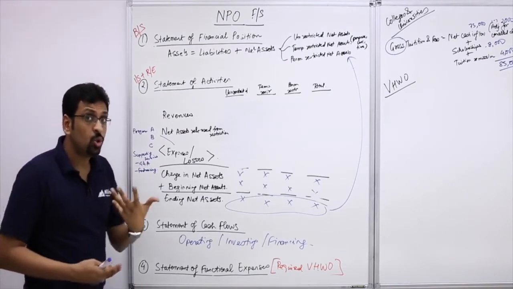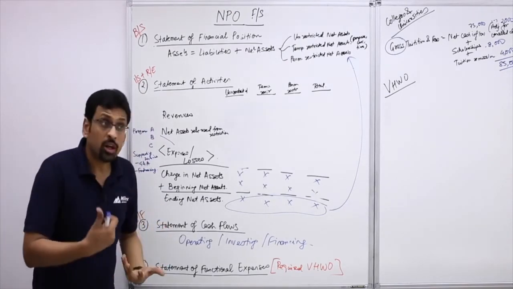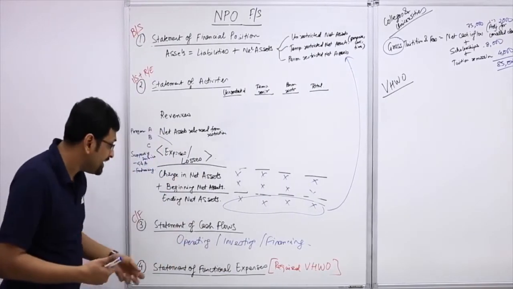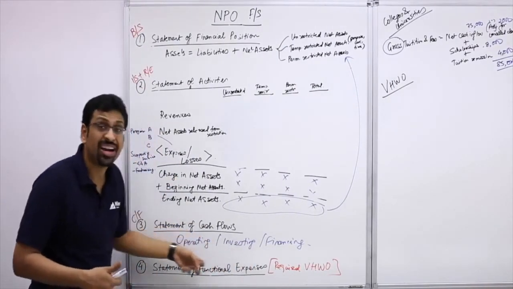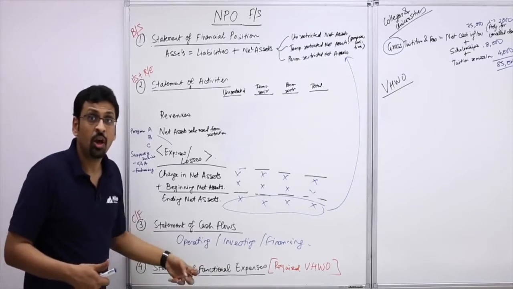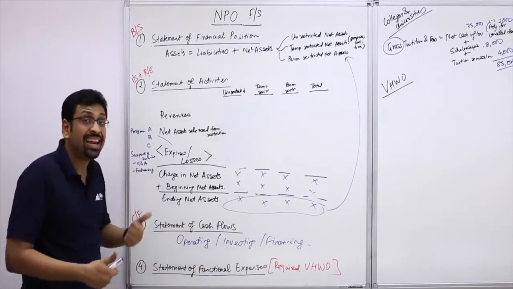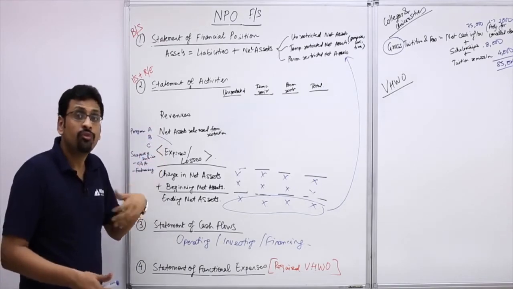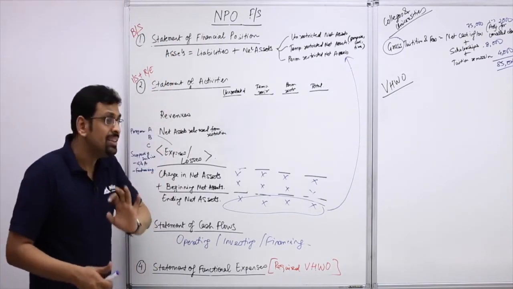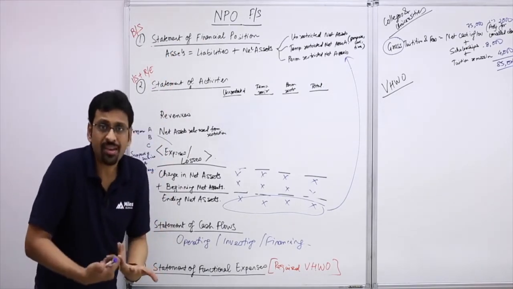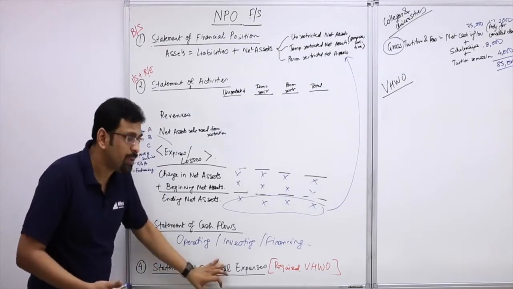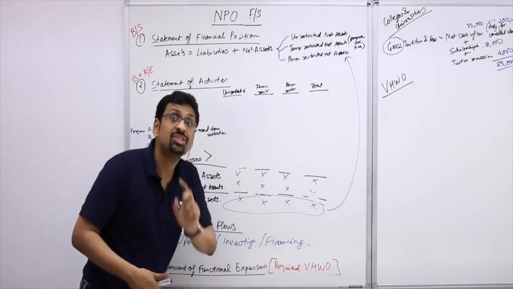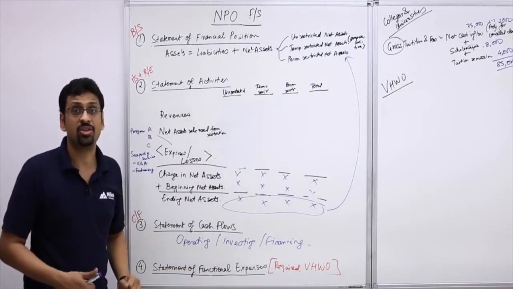Now I also told you that for voluntary health and welfare organizations, you are required to present a separate statement of functional expenses, where we look at both the functional and the natural classification of these expenses. For other not-for-profit organizations, this is not required, though encouraged, and they could present this in the notes to the financials. But for voluntary health and welfare organizations, this is a primary financial statement.